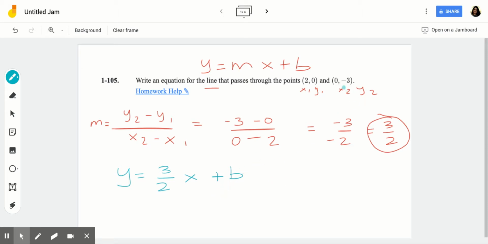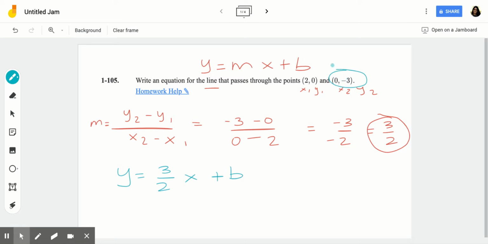Now we still have to fill in the b value. Actually, we can realize, hopefully, that this is the b value. b means the y-intercept. A y-intercept is always 0, comma, a number. So this is the y-intercept, and the answer is going to be negative 3 that we plug in there. But let's say you didn't realize that. What would you do?